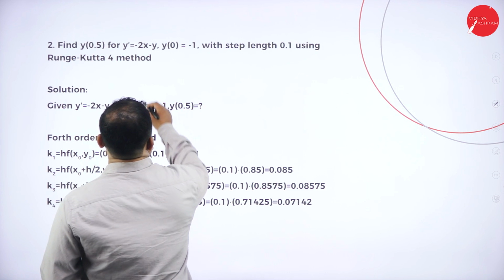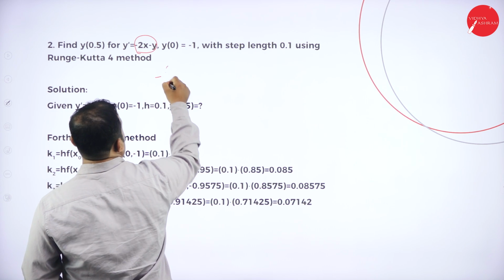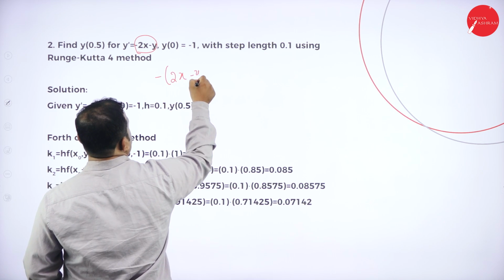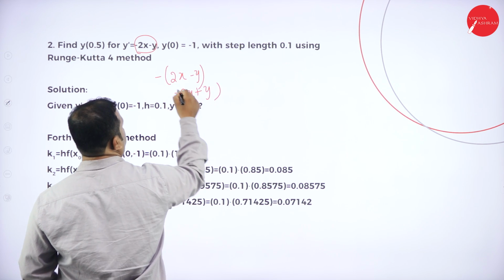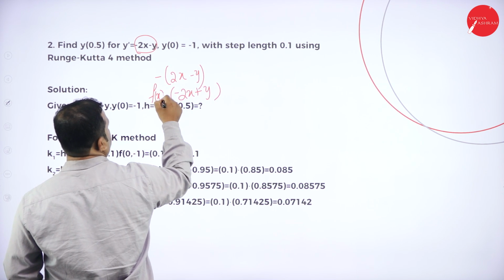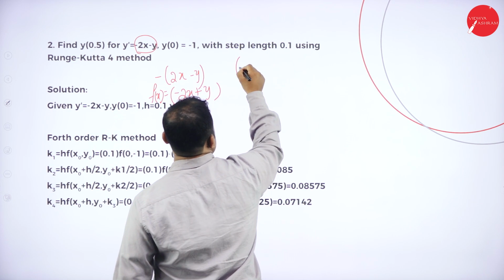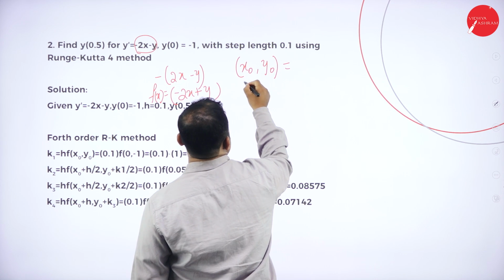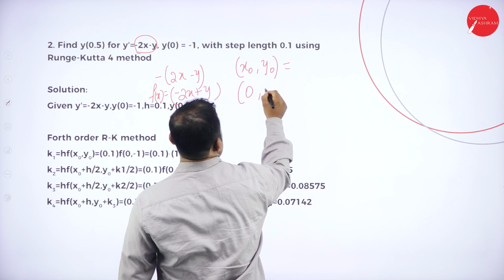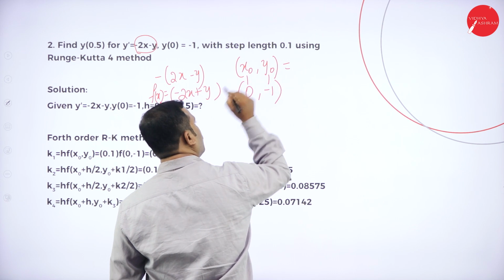If that is the case, let me consider one more equation. That is 2x minus y, that means minus of 2x minus y. If I simplify this, minus 2x plus y is the function. That is f of x equal to this. What is the value of x0? x0 comma y0 is determined by this term, that is 0 comma minus 1, where x0 equal to 0, y0 equal to minus 1.